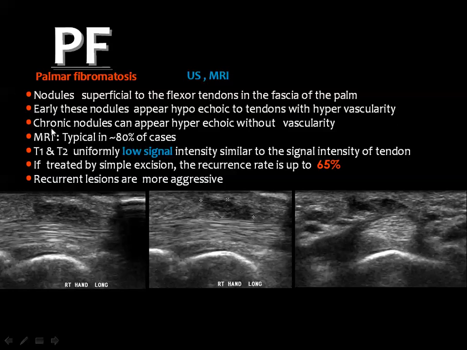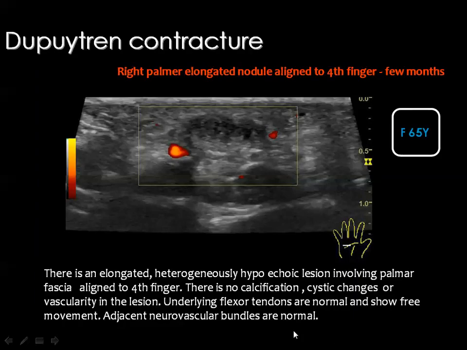And the chronic nodules can appear hyperechoic without vascularity. MRI will show low signal in the T1 and T2 weighted images. The treatment of choice is excision. The recurrence rate is very high, and the recurrent lesions are usually more aggressive.